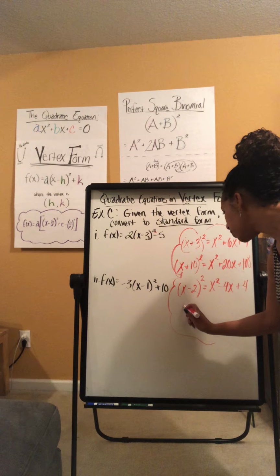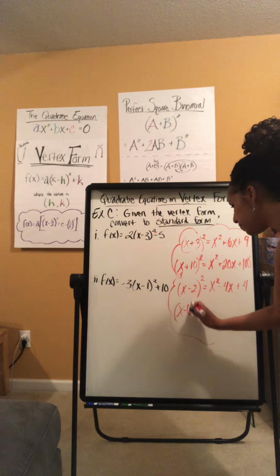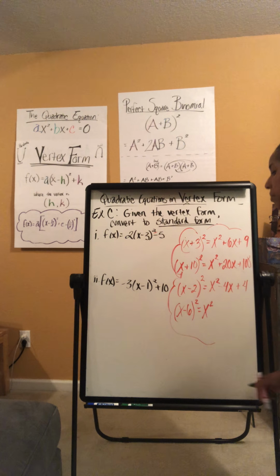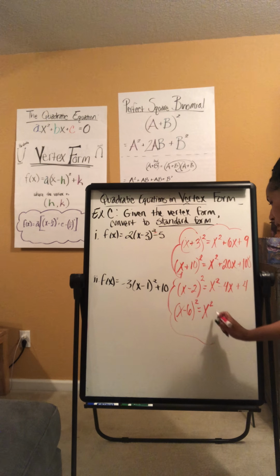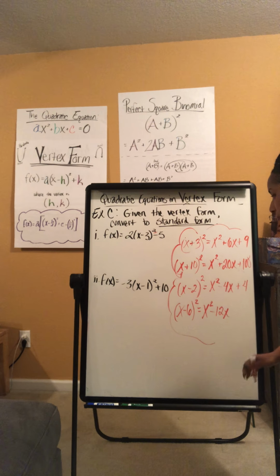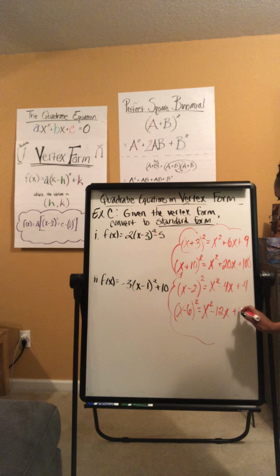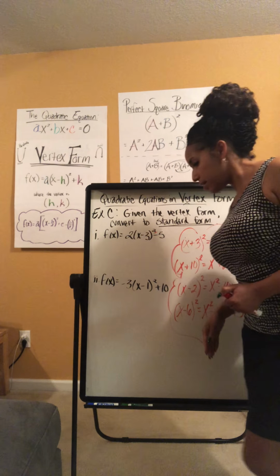So if I gave you an x minus 6, it would be the first term squared, x squared, plus 2 times the first times the second term. So 2 times x times negative 6 would be negative 12x, plus the negative 6 squared, which would be a positive, always a positive, 36. Do we see the pattern? All right, let's hope so.